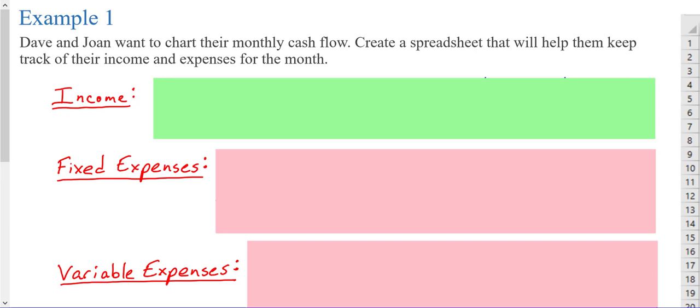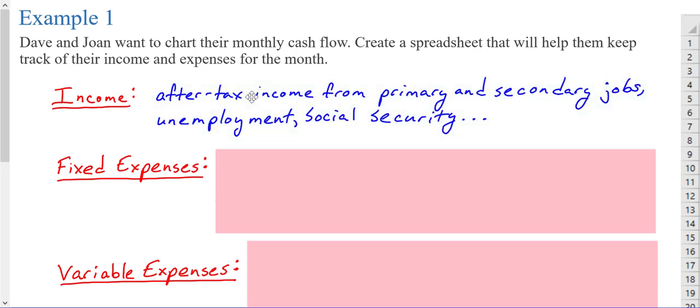When you're looking at a cash flow chart, you want to understand the three major categories on it. The first category is the income category, and this consists of primary and secondary jobs. It can include income such as unemployment, Social Security, your normal jobs. All of those are forms of income, money you have coming in.